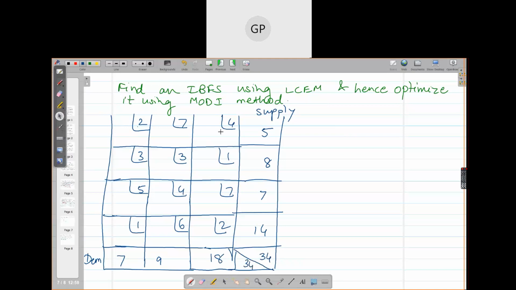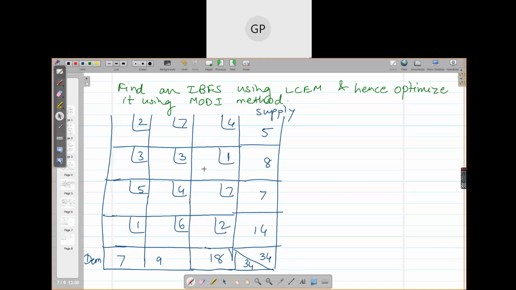Yes, ma'am. So the first allocation you can make here is in cell 2, 3 or cell 3, 1, where the cost is 1. Also 1 is there. So there is a tie in the least costs, but they belong to different row and column. So one by one you can choose them randomly.